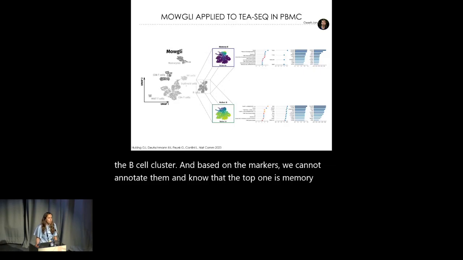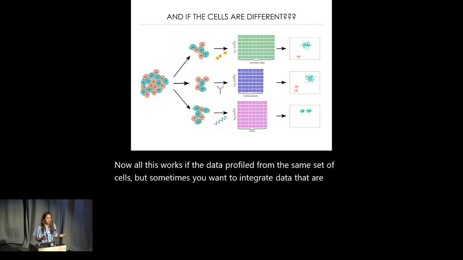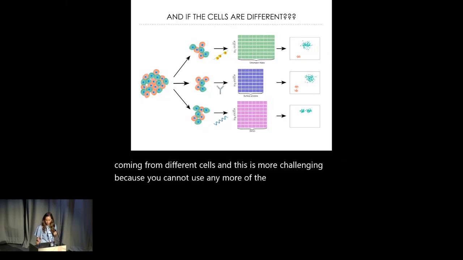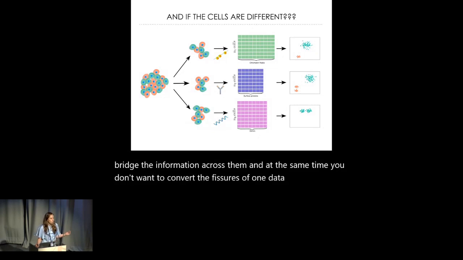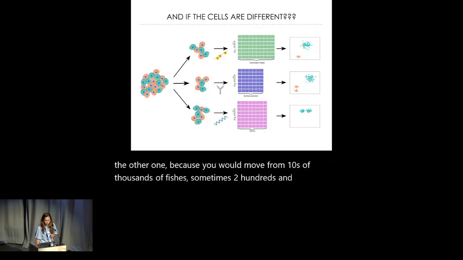Now, all this works if the data are profiled from the same set of cells. But sometimes you want to integrate data that are coming from different cells. And this is more challenging because you cannot use anymore the cells in order to bridge the information across them. And at the same time, you don't want to convert the features of one data set into those of the other one, because you would move from tens of thousands of features sometimes to hundreds, and that's not good.